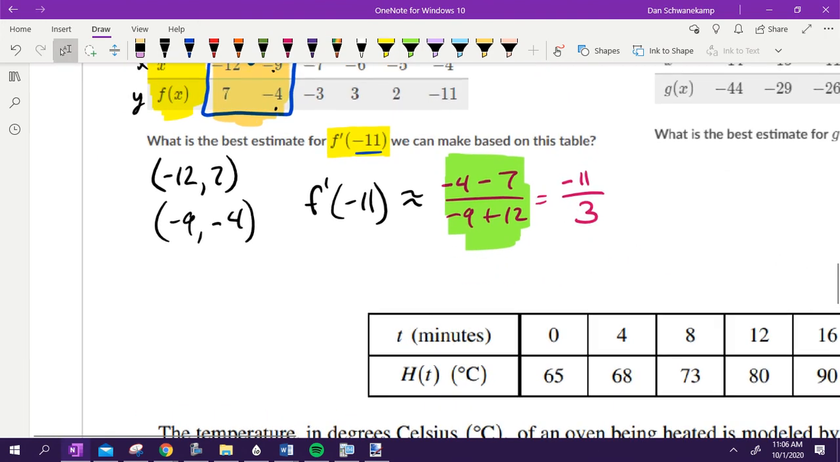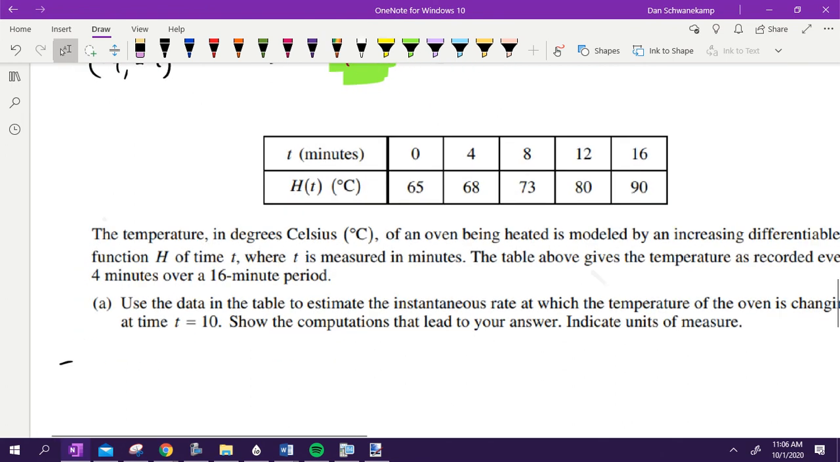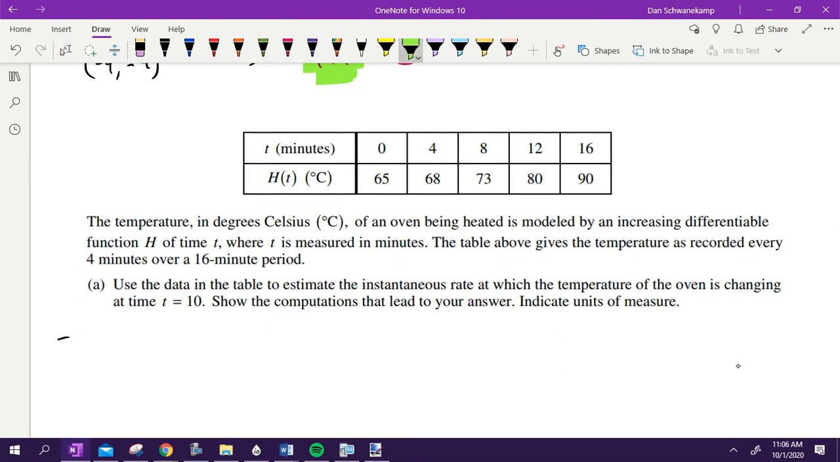Now let's put it together. So we just learned two different things. Let's put it together. The temperature in degrees of an oven being heated is modeled by that function. The table gives the temperature every 4 minutes. Use the data in the table to estimate how fast the temperature in the oven is changing at t equals 10. Show the computation that led to your answer, indicate units of measure, and then I'm going to go ahead and say interpret the meaning.